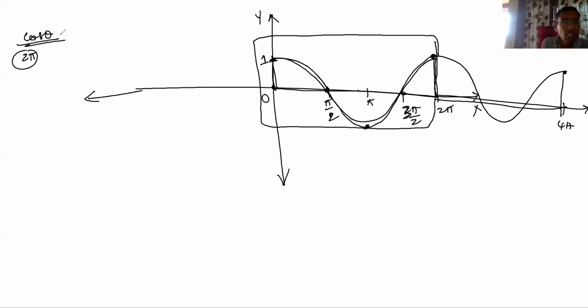ఇప్పుడు మనం సీకెంట్ థీటా చూద్దాం. Secant theta domain, what is the domain? All real numbers but not (2n plus 1) pi by 2. Okay, what is the range? Range is minus infinity to minus 1 union 1 to infinity.